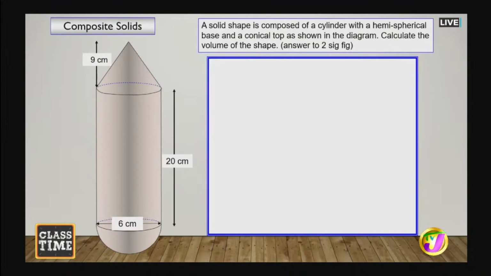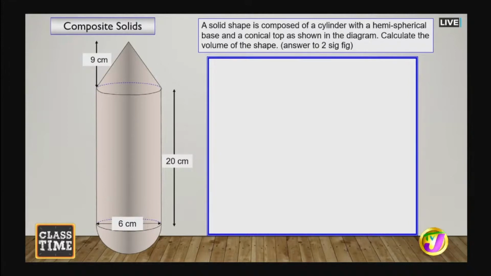Okay, let us look at this one. This looks very familiar. A solid shape is composed of a cylinder with a hemispherical base and a conical top, as shown in the diagram. Calculate the volume of the shape. And we're giving our answers in 2 significant figures.